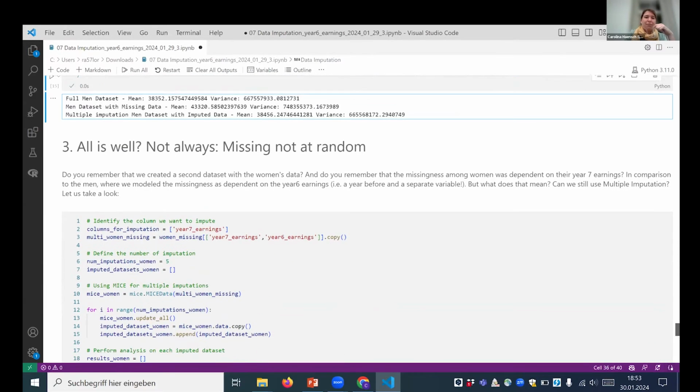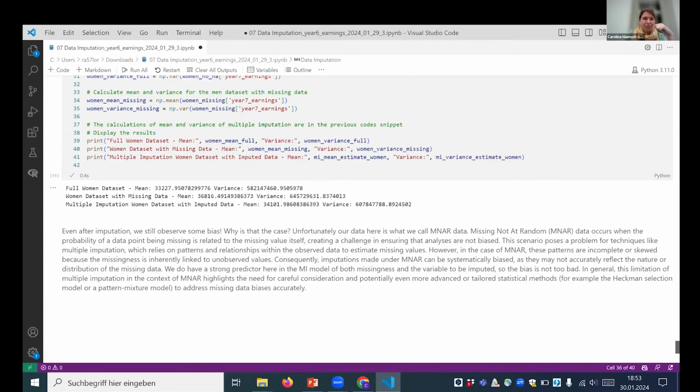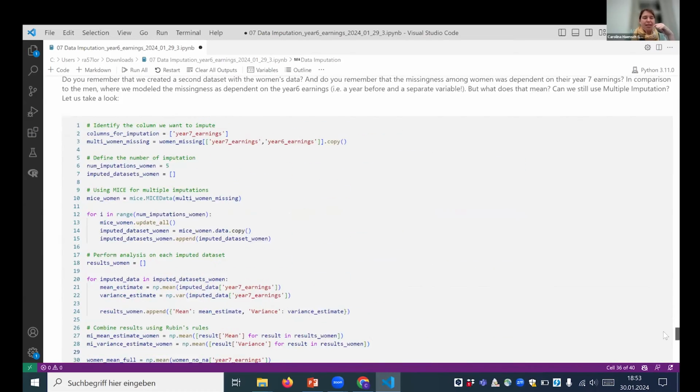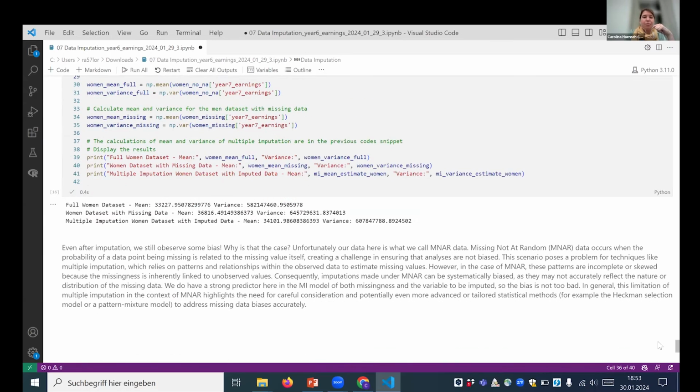The problem is if you have missing not at random data, and I also include a little example here with the women's data set, where we use the missing not at random missingness mechanism. You can then check out how much using year 6 earnings to predict the year 7 earnings helps or not. It corrects most of the bias, but not all. And this is also typically to be expected in such a case.